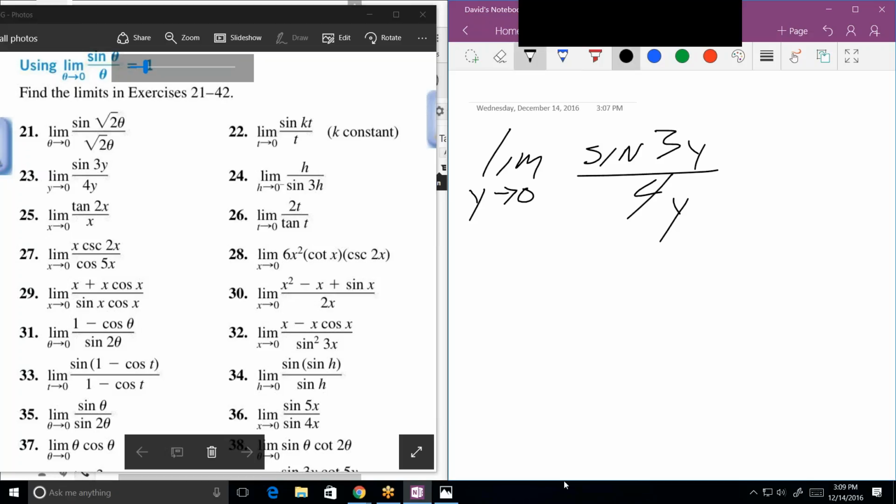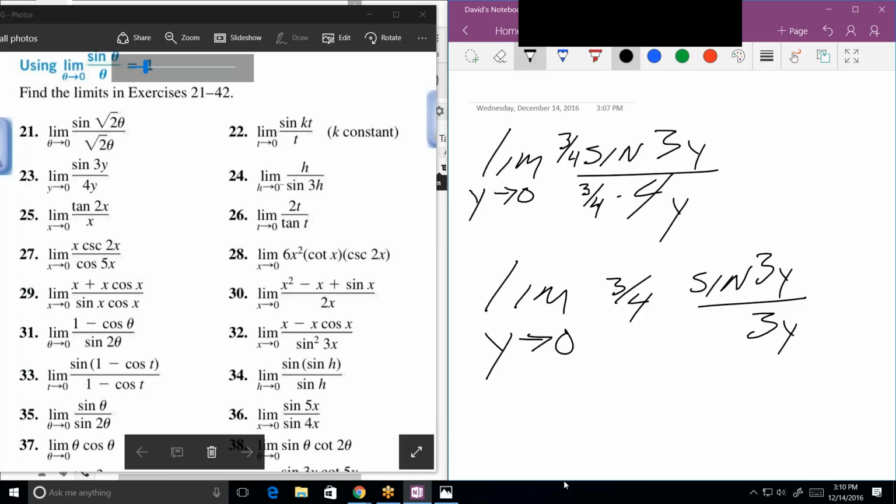So I got to multiply the bottom by 3/4. That'll turn that into 3y. And because I'm dealing with a fraction, whatever I do to the bottom, I got to do to the top. Well, I'm multiplying the 3/4 in front of the sine function because I don't want to change that 3y. That 3y is good. Okay? And now this turns into 3/4 times the sine of 3y over 3y. I know that limit. Okay. So it's 1 times 3/4, or the limit of this problem is 3/4.